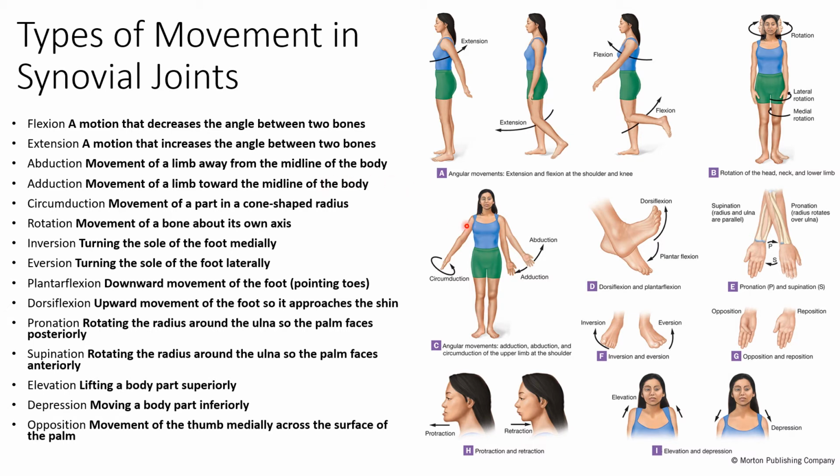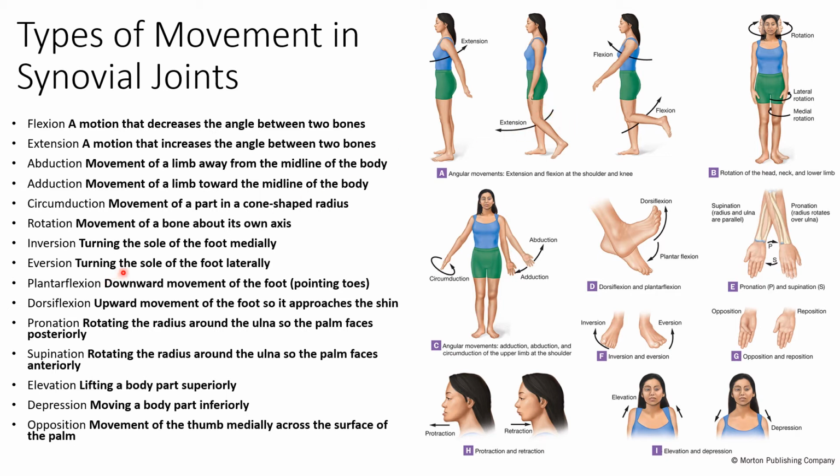Extension, a motion that increases the angle between two bones. So obviously these are opposites here. So we can look at extension. So here, great example. Here she's flexing her knee, and then here she's extending. She's bringing this leg back. So she is going to increase the angle between the two bones. So the angle would be right here. You would put an angle here. Here it's getting decreased. Here we are increasing the angle right there.